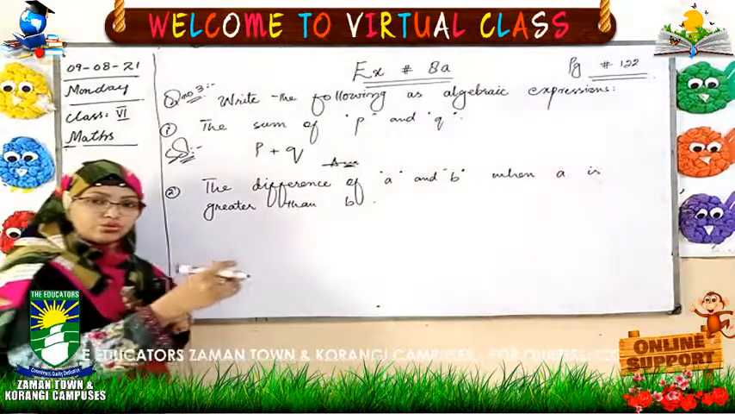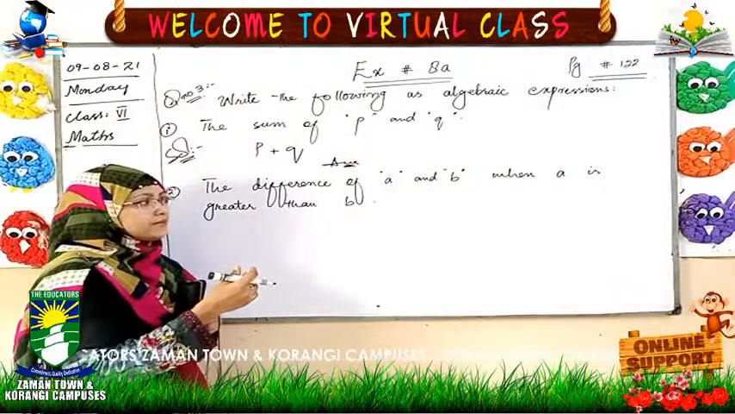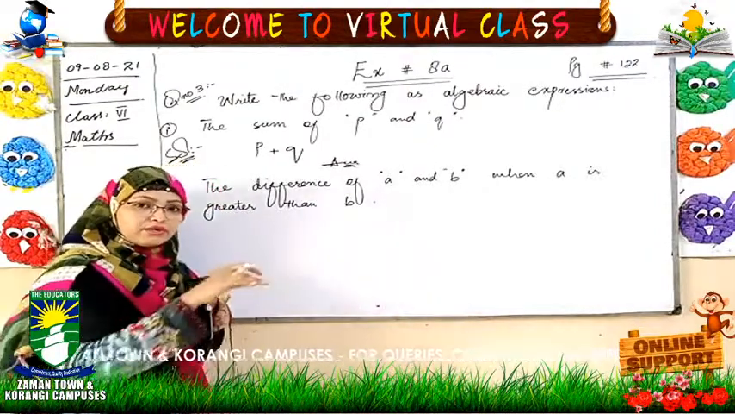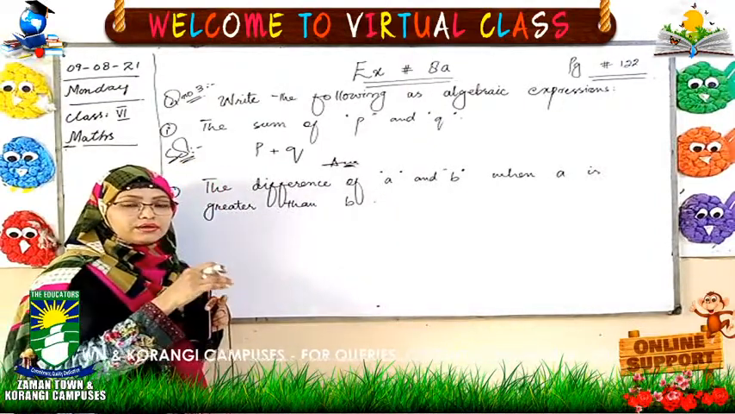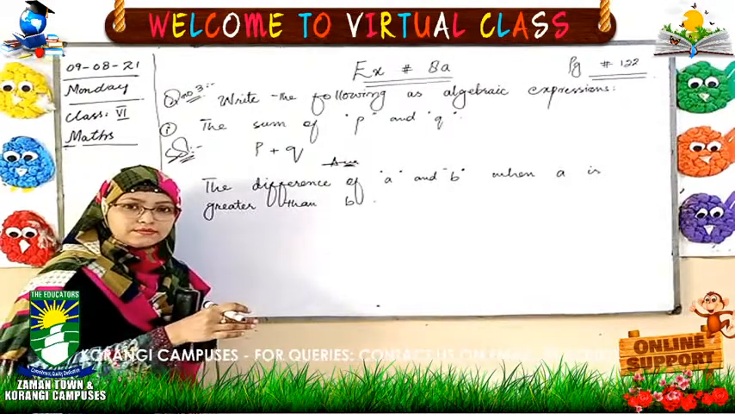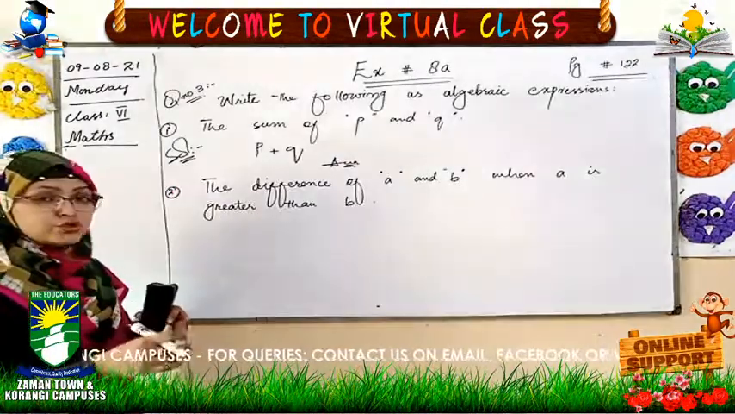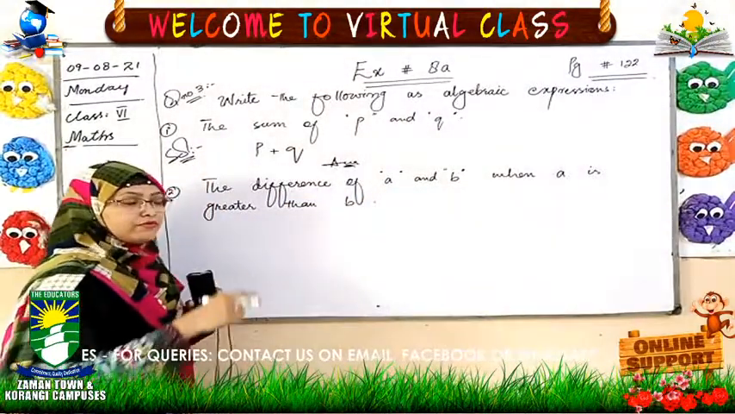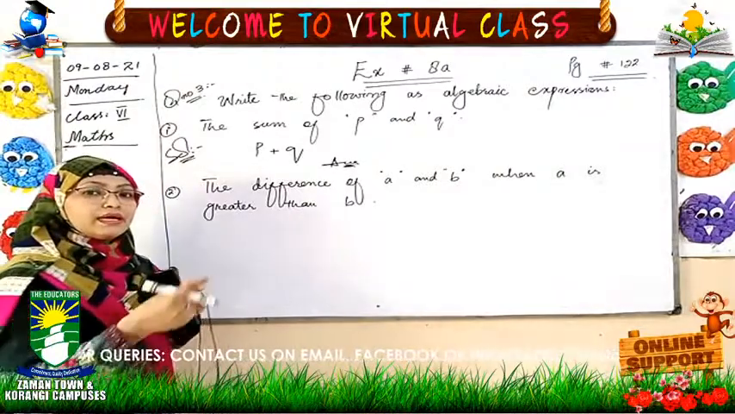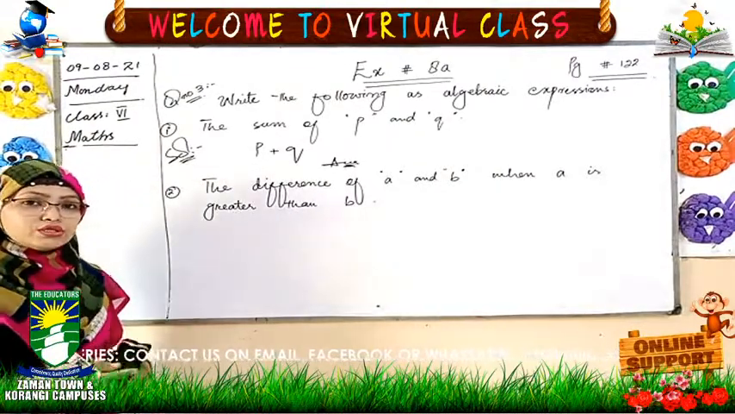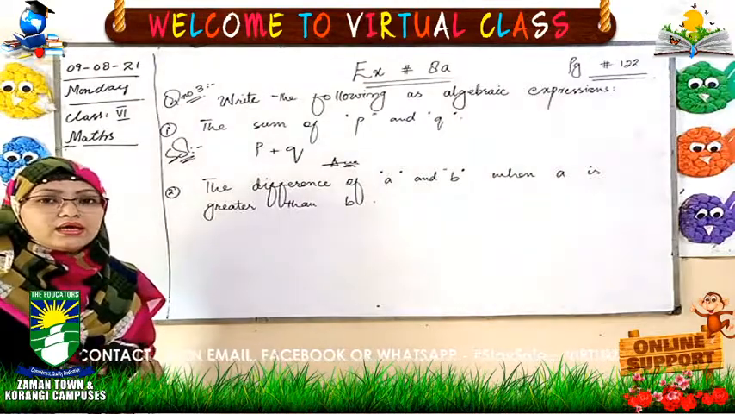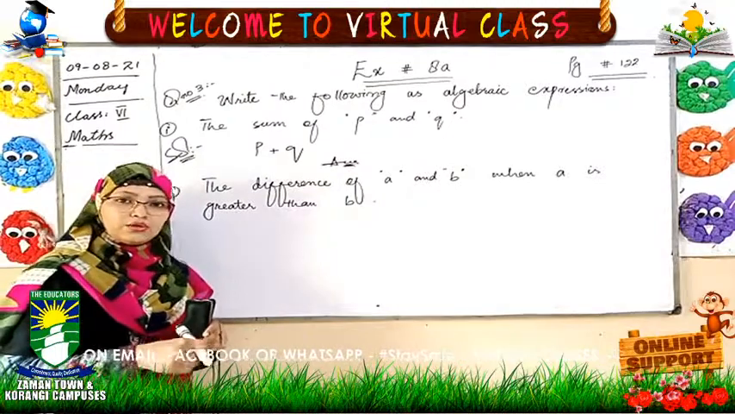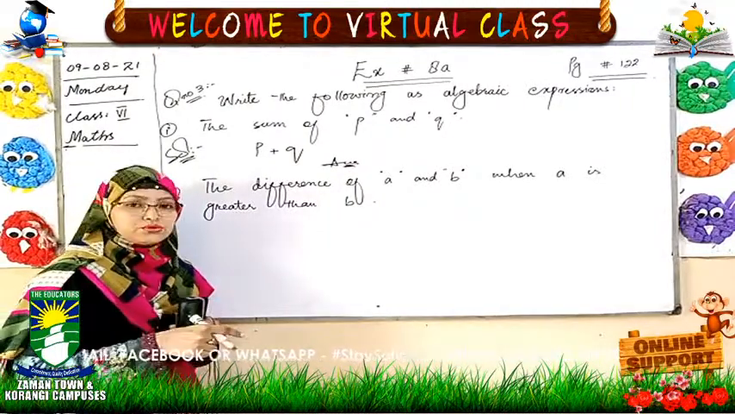So you have to go through the sentence to see which variable is greater. Whichever value is greater, you will write that first, then you will write the remaining one. But you have to show the difference. If I have A greater than B, then I will write A minus B. But if I have a question that B is greater than A, then I will write B minus A. Whichever is the greater value will come first.